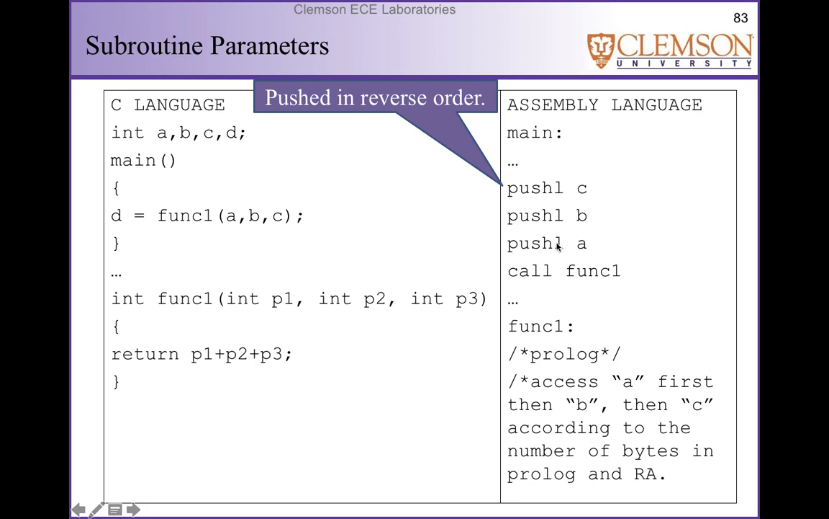And then you could do the call to function1, and then you do the prologue, and then you can grab A, B, and C from the EBP register, and so on and so forth by using the EBP register.